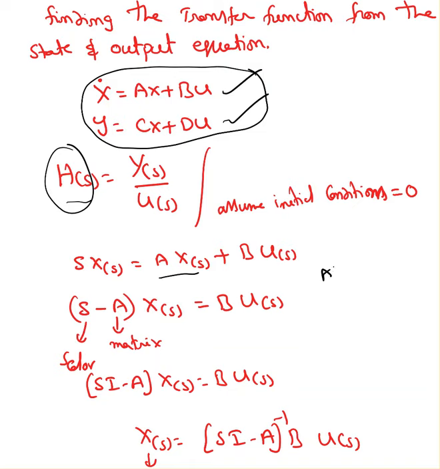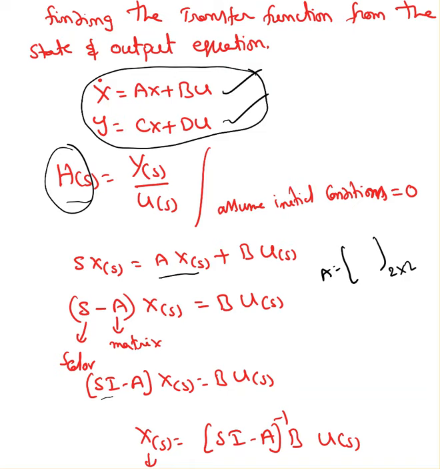Now A is in matrix format. Based on the state variables, you may end up with a 2 by 2 matrix or a 3 by 3 matrix, something like that. Now s is a scalar quantity. You cannot subtract a matrix from a scalar quantity. So I'm converting the scalar into a matrix format by multiplying it with I, the identity matrix.